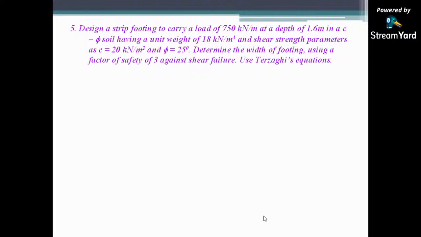Design a strip footing to carry a load of 750 kilonewton per meter at a depth of 1.6 meter in a C-phi soil having a unit weight of 18 kilonewton per meter cube and shear strength parameters as C equals 20 kilonewton per meter square and phi equals 25 degree. Determine the width of footing using a factor of safety of 3 against shear failure. Use Terzaghi's equation.